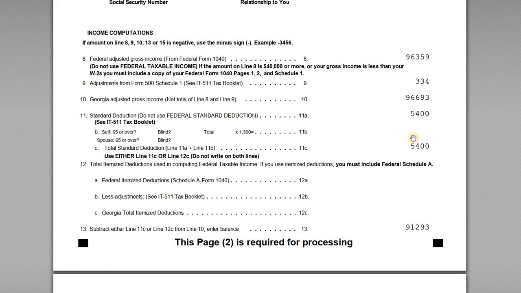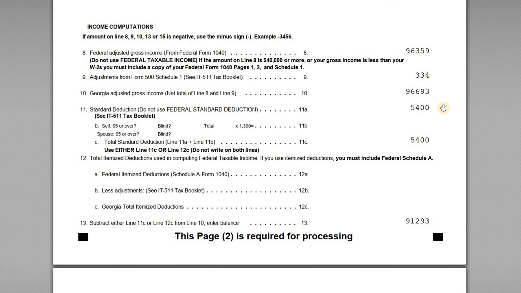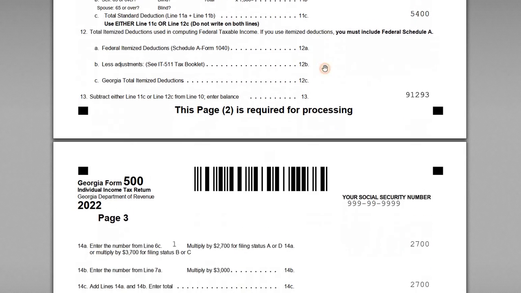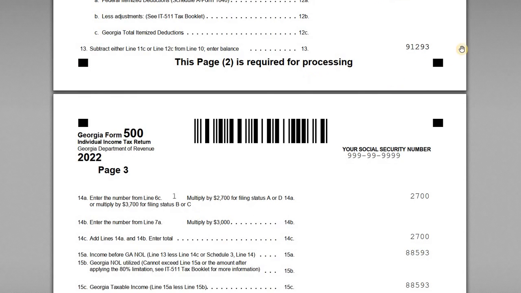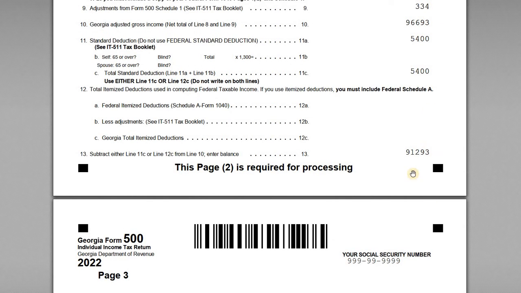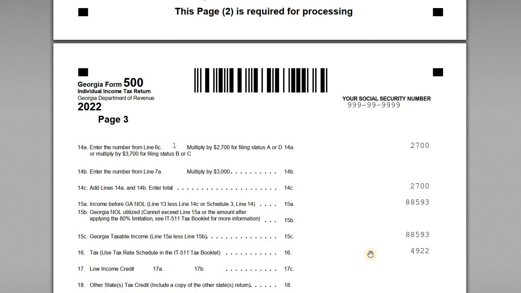Adam gets one standard deduction there, right? Single unmarried filer, $5,400. And then the total itemized deductions, right? Remember, we're not taking any itemized deductions. We just had the standard deduction, so those line items are blank. And so the ending figure here on line 13, $91,293, right? So the Georgia AGI minus the standard deduction is $91,293.